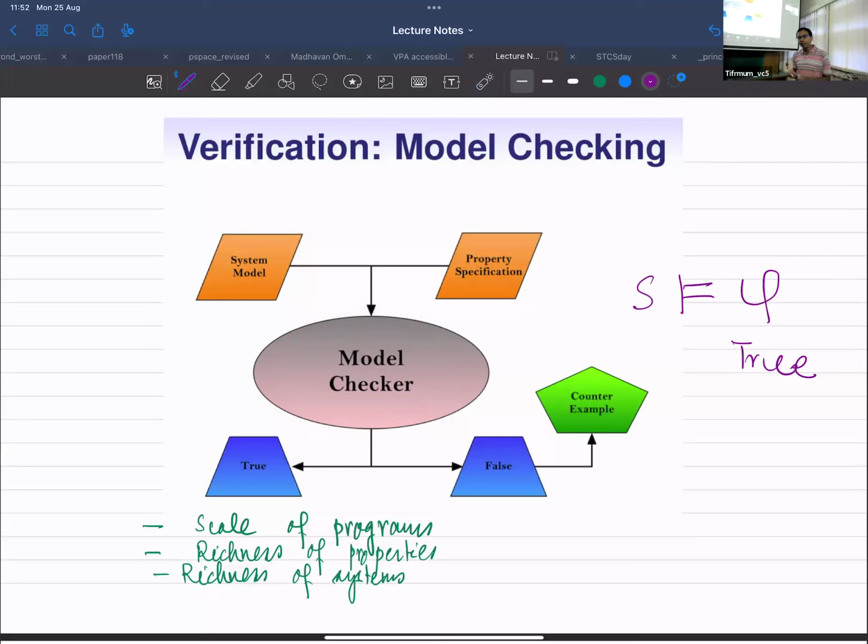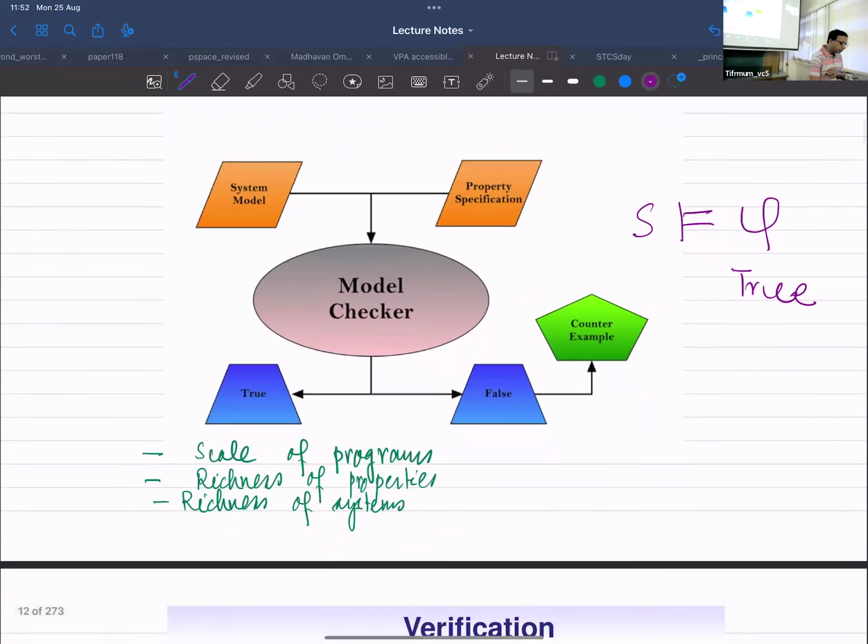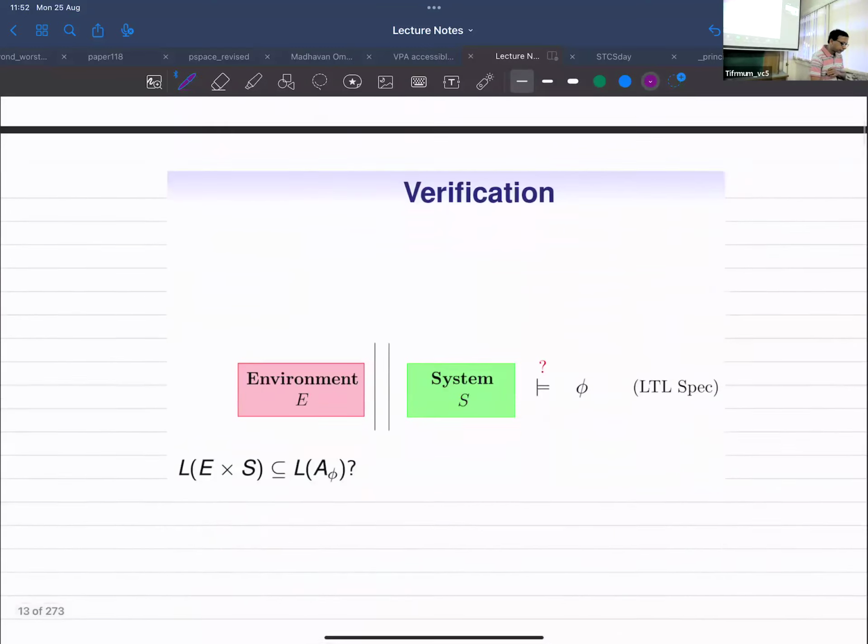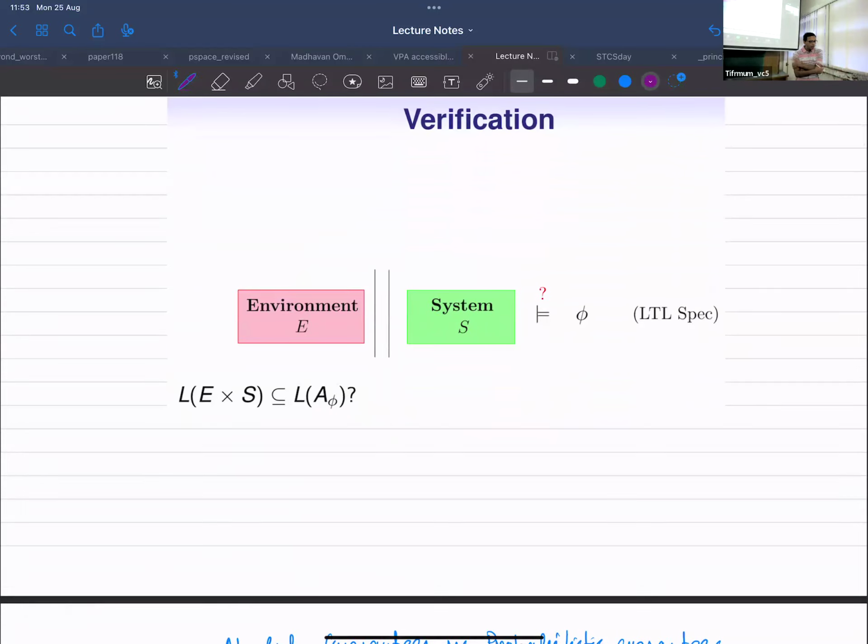So what is a counterexample? A counterexample is an execution of the system that is shown to violate the specification.